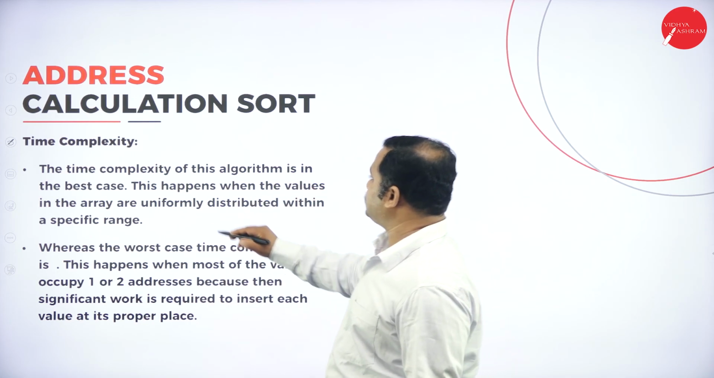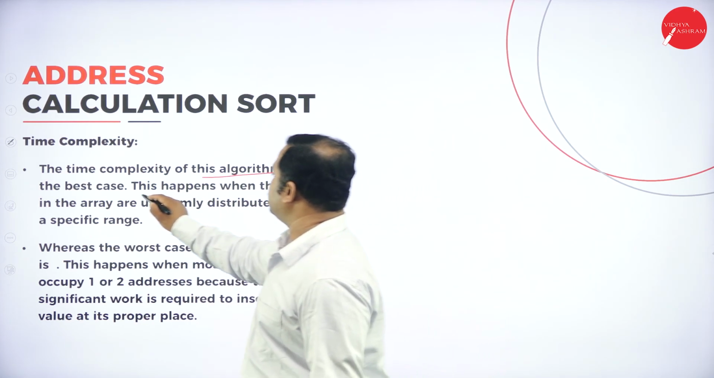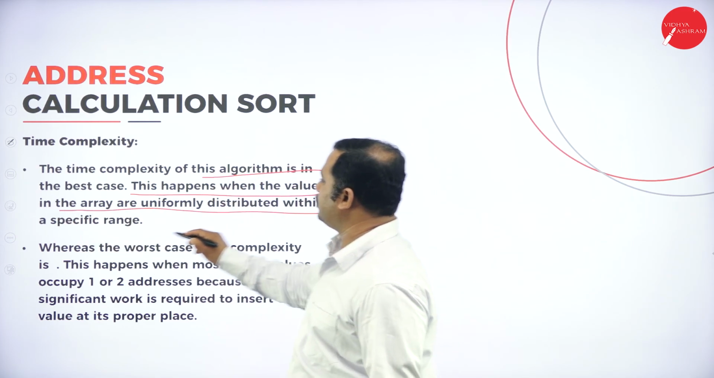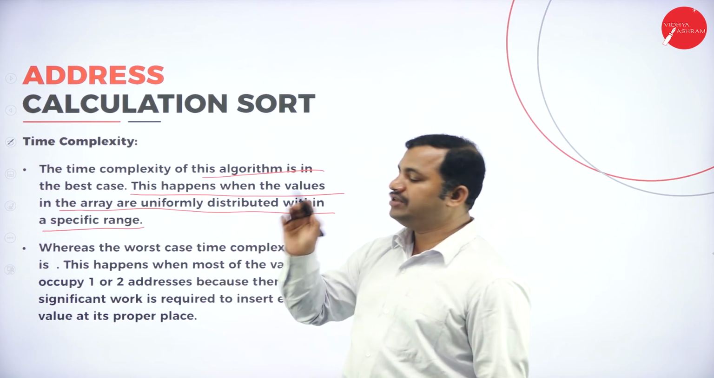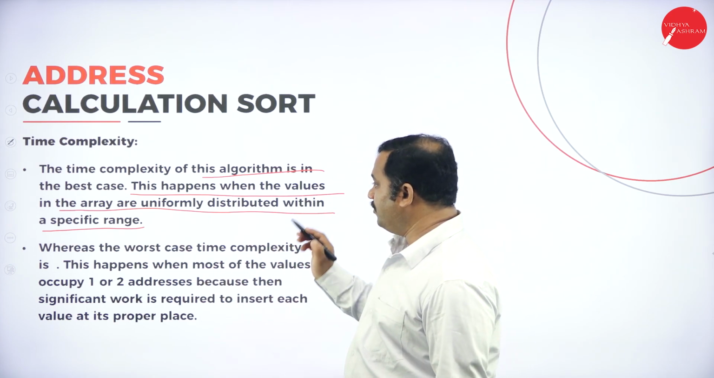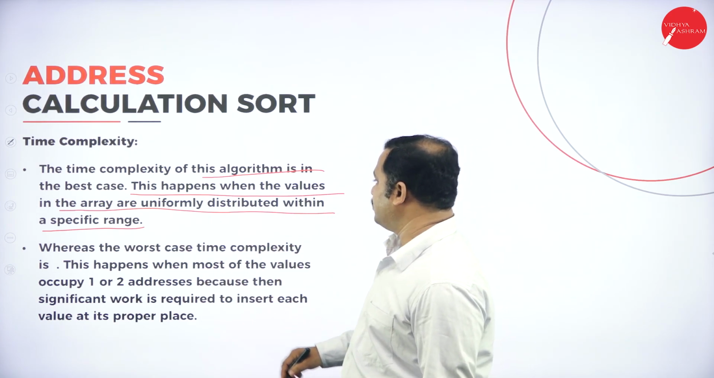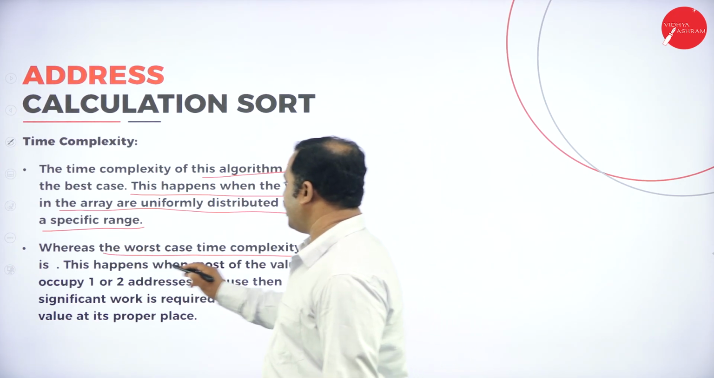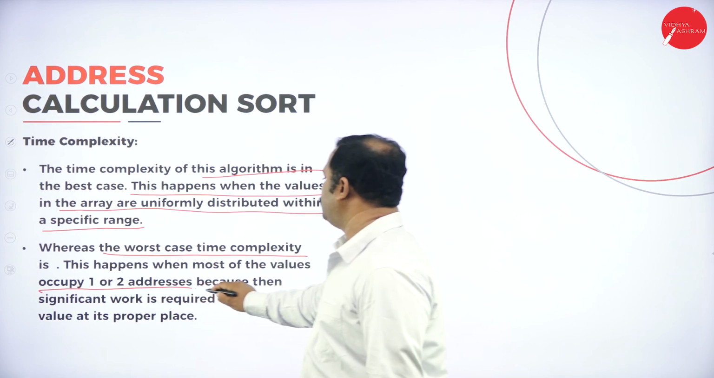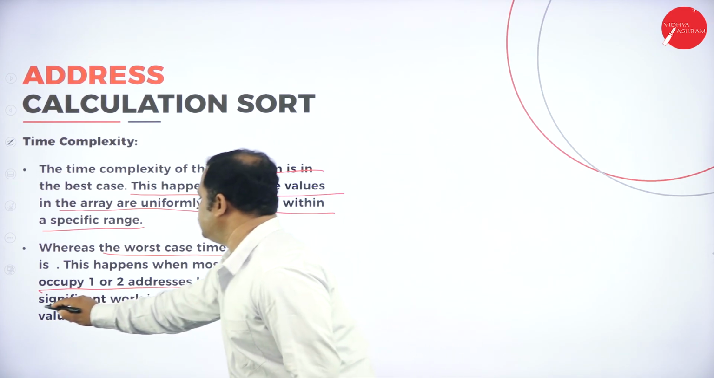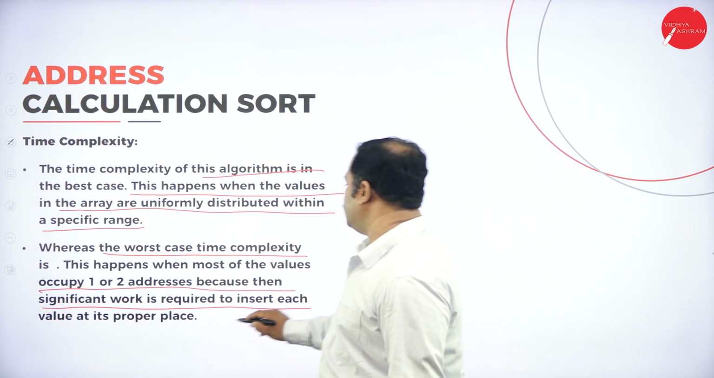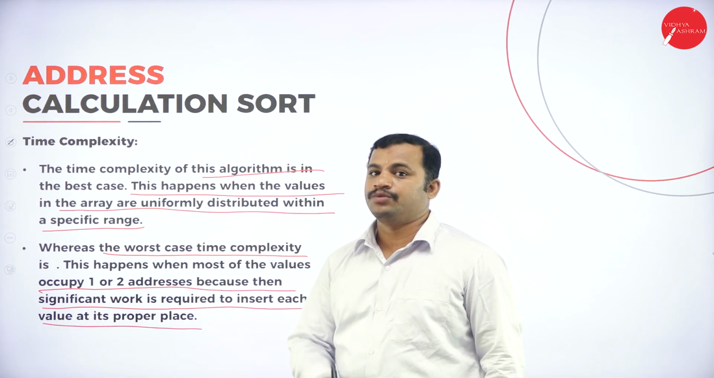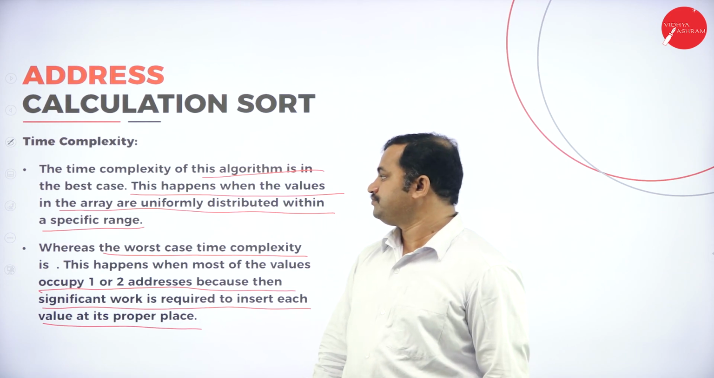The time complexity of this algorithm is, in best case, when the values in the array are uniformly distributed within the specific range. Then we say that it is the best case. When we say that it is a worst case, the values occupy 1 or 2 addresses, because then significant work is required to insert each value at its proper place. So that is very, very important here.